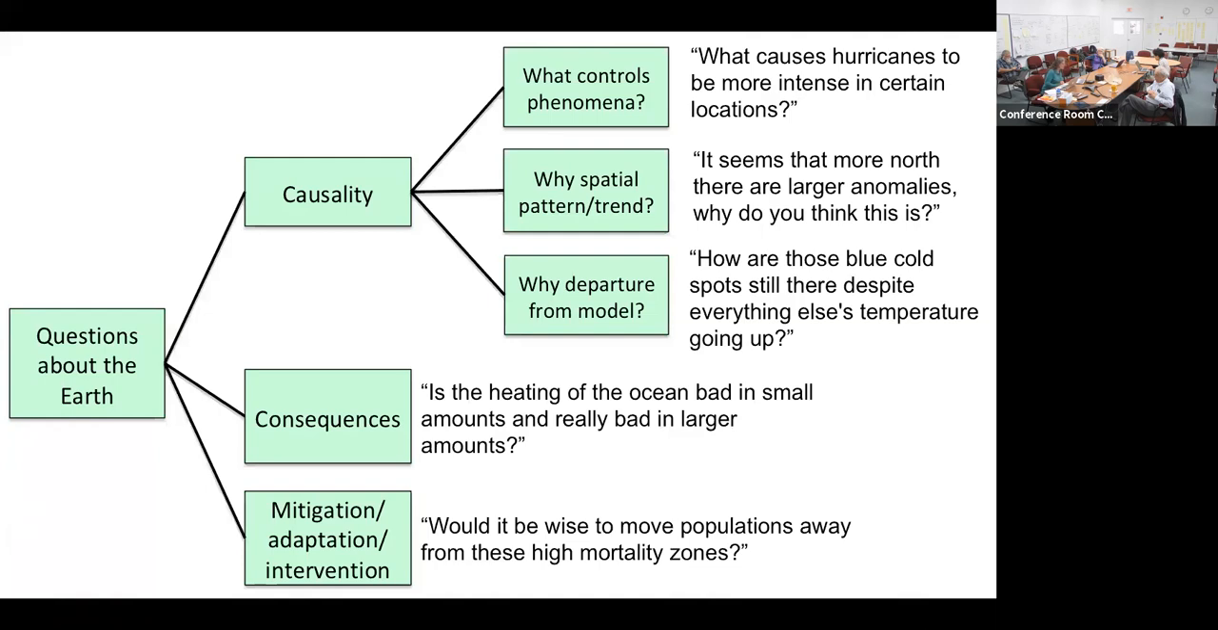What causes the temperature to drop over the past 5 years over parts of Antarctica? Probably would code that as, again, Earth, causality, salient feature rather than spatial pattern or trend. Let's see.